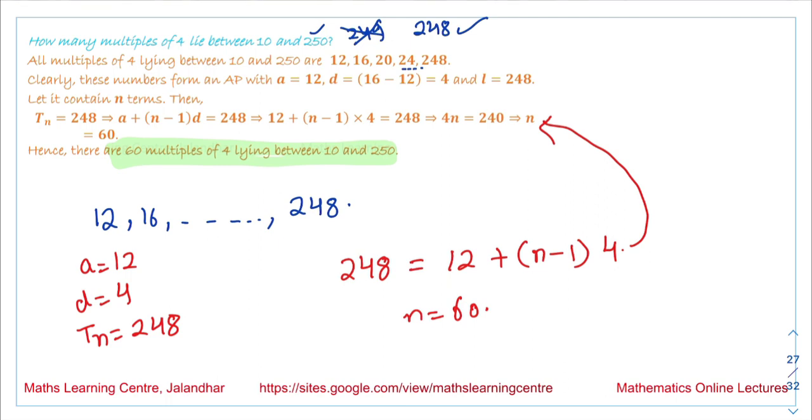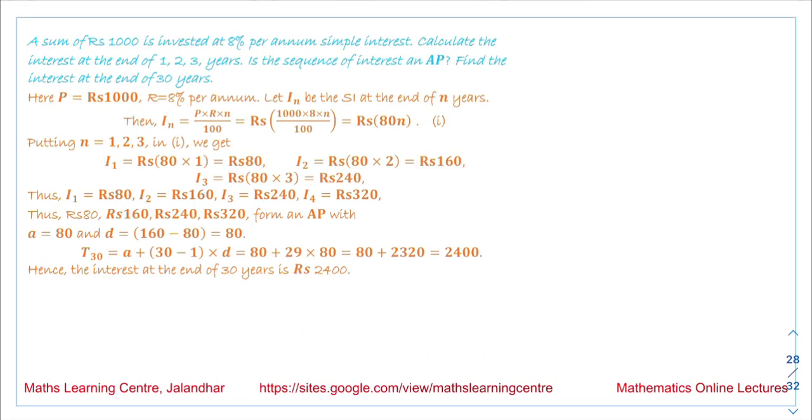Next is, a sum of 1000 is invested at 8% per annum simple interest. We have to calculate the interest at the end of 1, 2, 3 years. Is the sequence of interest an AP? Find the interest at the end of 30 years.